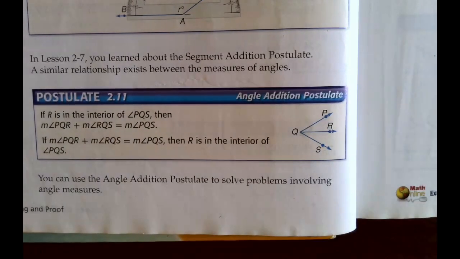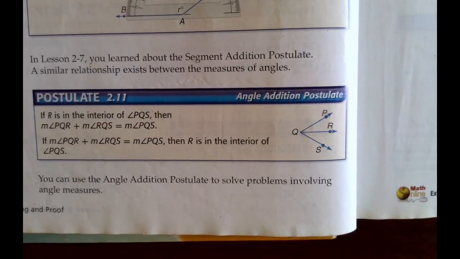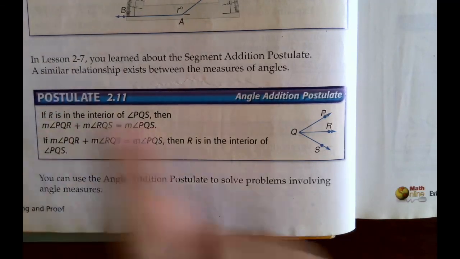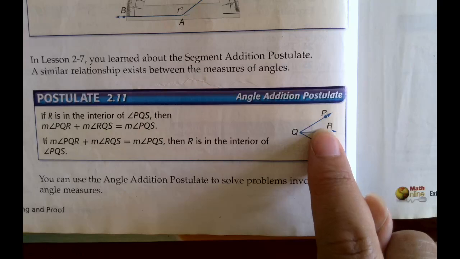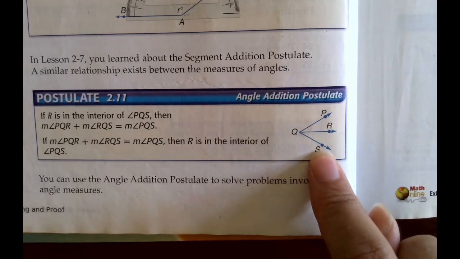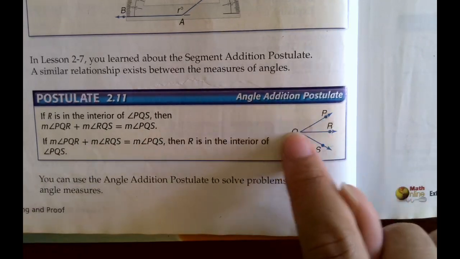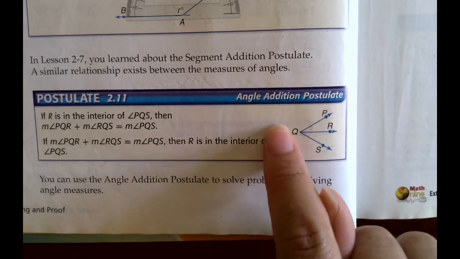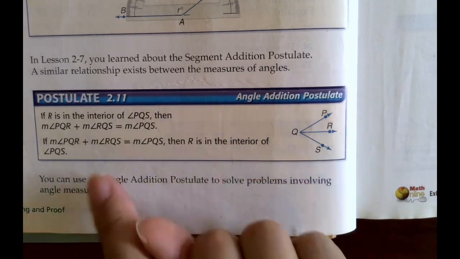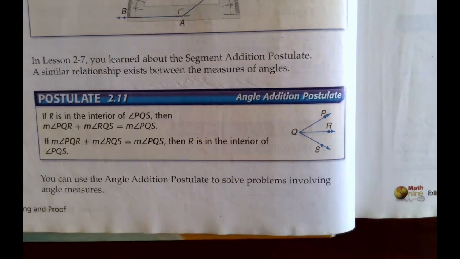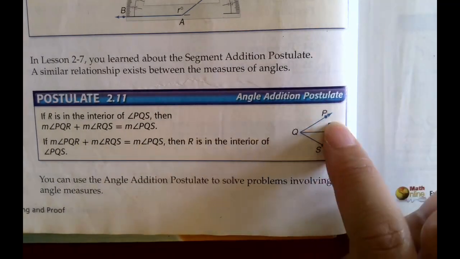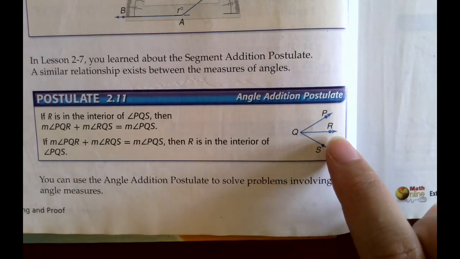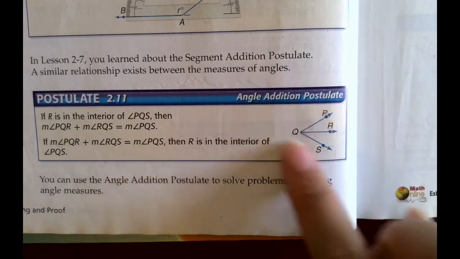Angle addition postulate, that's similar to what we did previously with segment addition postulate. Okay. But basically, if R, the point, is inside angle PQS, then we know that the measure of angle PQR plus the measure of angle RQS would equal that bigger angle here, PQS. Okay? And then the converse of it is true, right? So if the measure of angle PQR plus the measure of angle RQS is PQS, that means R is in the interior of that angle.